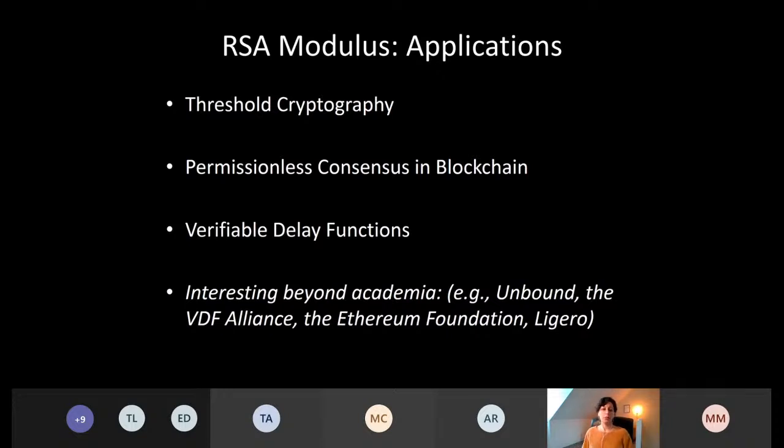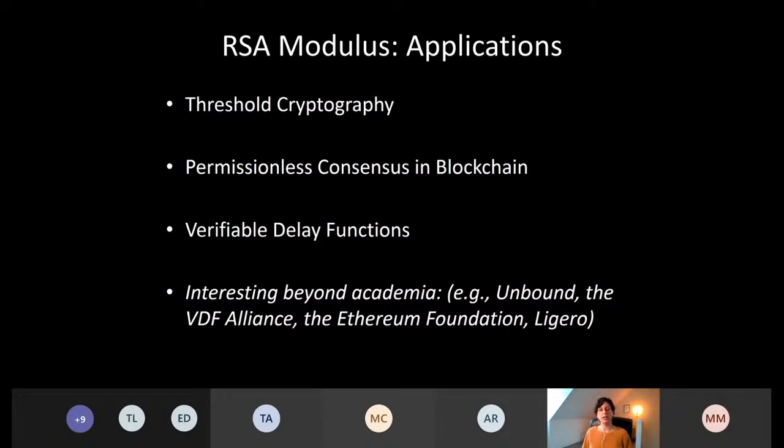The most straightforward example of such a situation is threshold cryptography. When we want parties to be able to decrypt collaboratively without any of the parties having the whole private key of the crypto system, we need to have a way to generate this RSA modulus in a distributed manner.